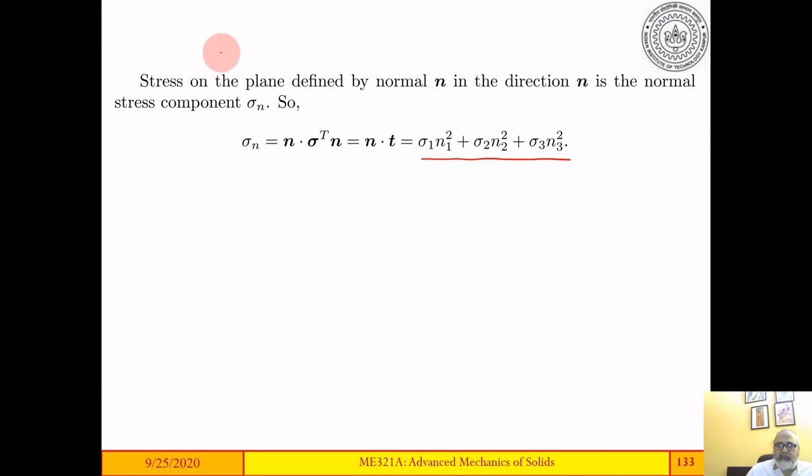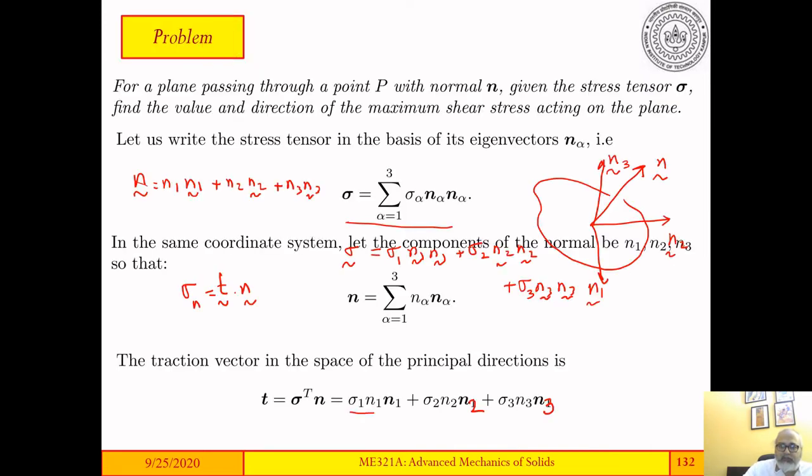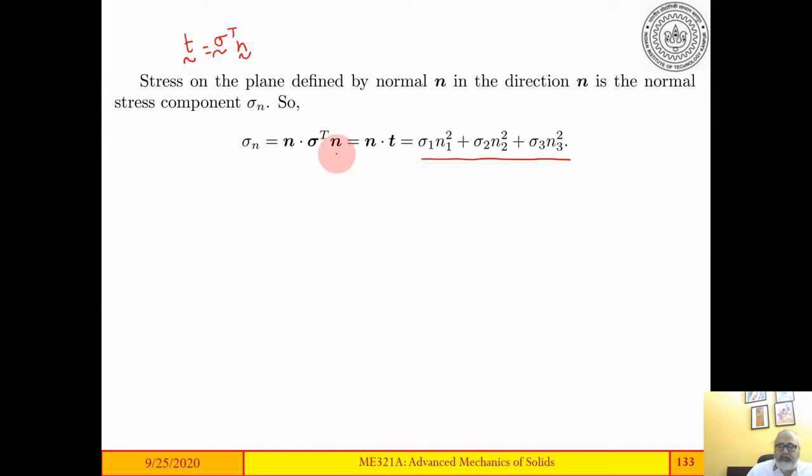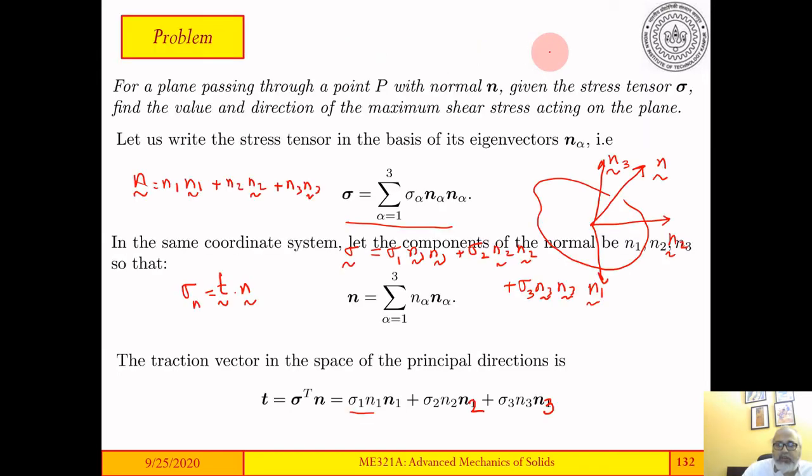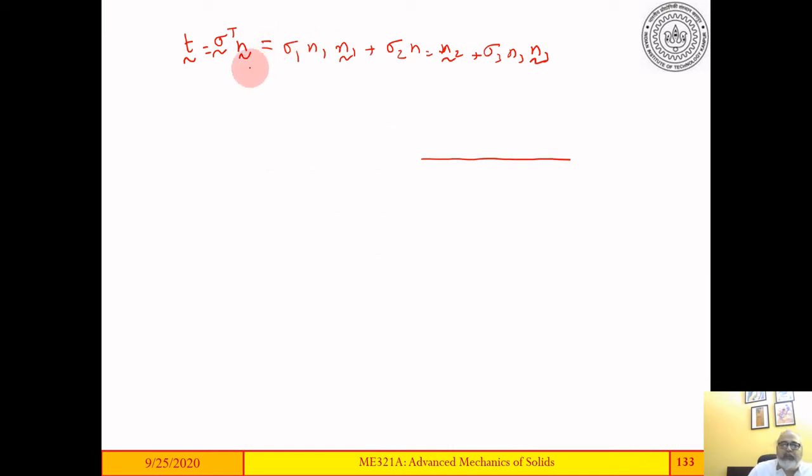So remember, sigma transpose n is t, and we have calculated it as sigma 1 n1 n1 plus sigma 2 n2 n2 and sigma 3 n3 n3. I hope I'm not making a mistake. Yeah. And n is n1 n1 plus n2 n2 plus n3 n3. So if you dot it, you will get this.